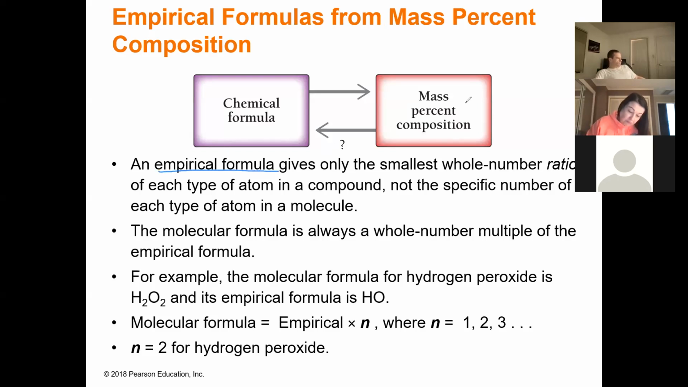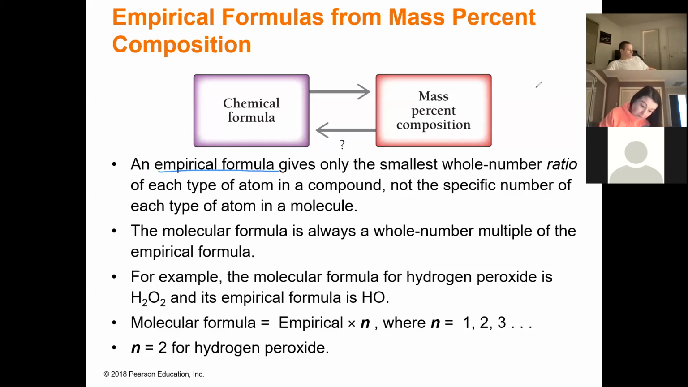So our empirical formula will always give us the lowest or the smallest whole number ratio of each type of atom in a compound. The molecular formula is always a whole number multiple of the empirical formula. An example is hydrogen peroxide. This is the empirical formula: 1 hydrogen for every 1 oxygen, the lowest possible whole number ratio of the atoms. But what's actually happening in real space is this, and that's known as the molecular formula. It's really 2 hydrogens and 2 oxygens paired together.